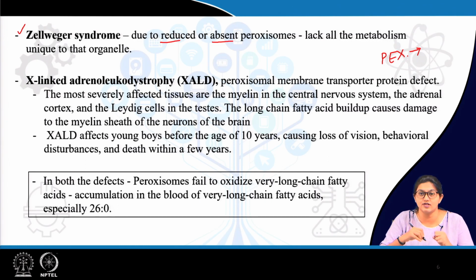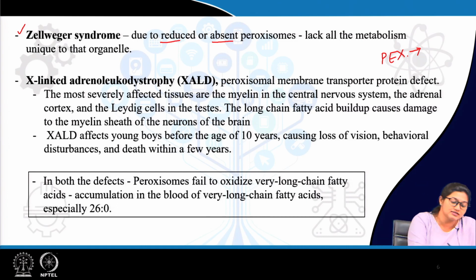organization of peroxisome. Because of the deficiency of that specific protein, which is also known as peroxin, this peroxin protein deficiency causes disorganized formation of peroxisome. Sometimes peroxisome is completely absent. Now, what will be the effect? All the metabolic pathways which happen in peroxisome will be absent. So, including peroxisomal fatty acid oxidation, it will also be hampered.